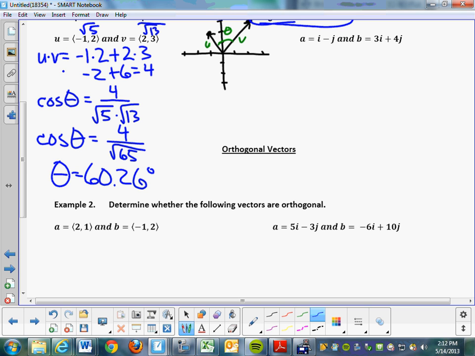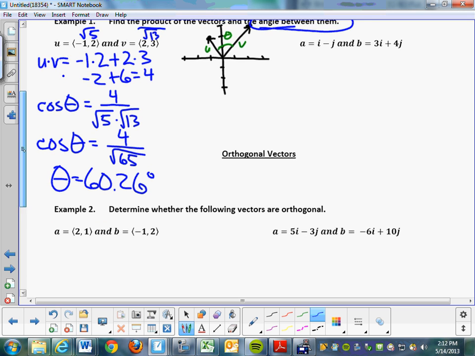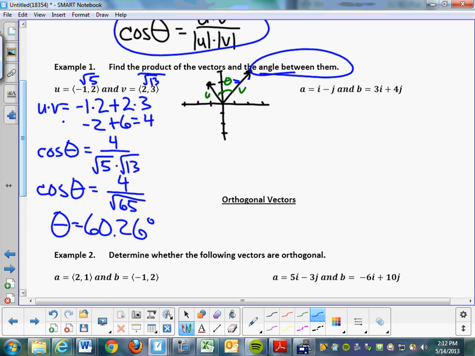Any questions how I did that? No? No questions? So this angle right here, theta, is 60.26 degrees. And that's pretty useful to find. It wasn't very difficult for us to do, was it? It's pretty straightforward.